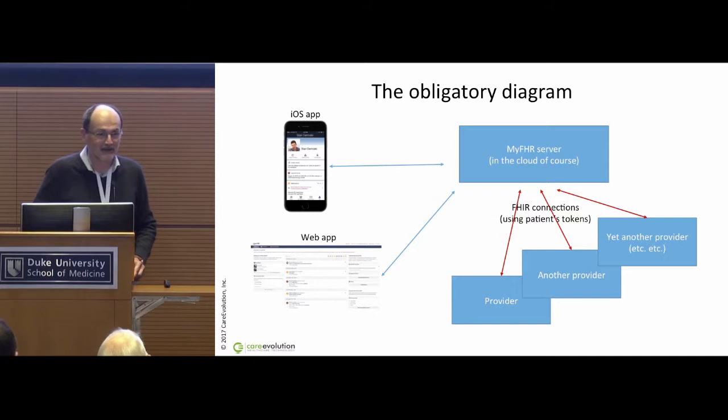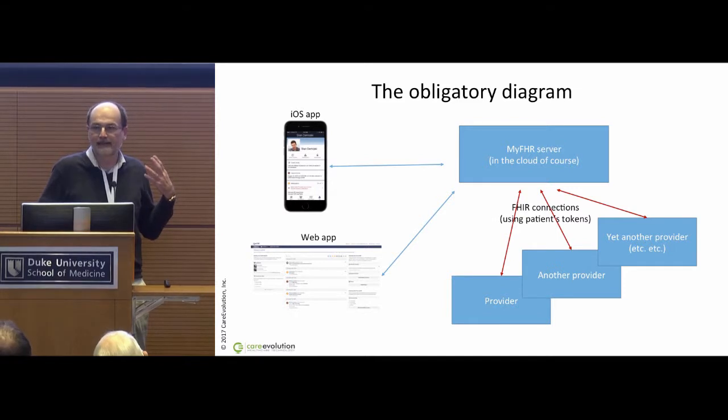Here is the diagram. The way it works is that we have a single server in the cloud, the MyFHR server, and the apps and the web application connect to it. Via the login to the FHIR providers, the server has the tokens for the patients and uses these tokens to connect to all the providers on behalf of a patient, get the data from the different providers, and aggregate it. This is where our experience in health information exchange and data aggregation comes in, because what we are doing here is basically a health information exchange, one patient at a time.